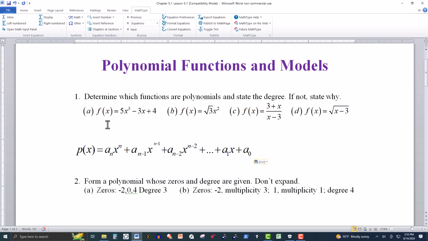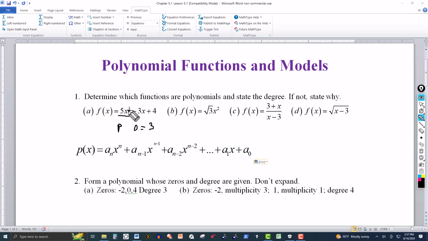integers. So this one states, determine which functions are polynomials and state the degree. So the first one, f of x equal to 5x to the third minus 3x plus 4, does this have this particular look? We have x to the power of 3, x to the power of 1, and we have a constant. Coefficients are real numbers. Now the degree of the polynomial is always the exponent of the highest degree term, which is this one right here. So this one does satisfy this definition. This one is a polynomial, and the degree of this polynomial is 3.